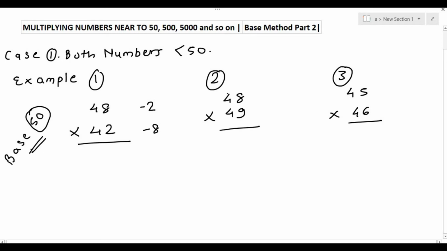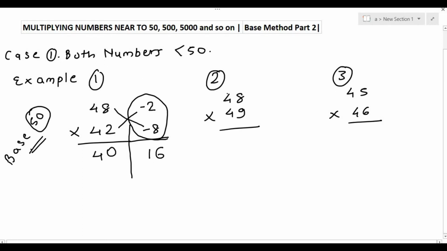Now here there will be two sides which will be formed, the right hand side and the left hand side. On the right hand side we multiply these two numbers. So minus 2 into minus 8 will be 16. And on the left hand side what we do is either 48 minus 8 or 42 minus 2. So 42 minus 2 is 40.